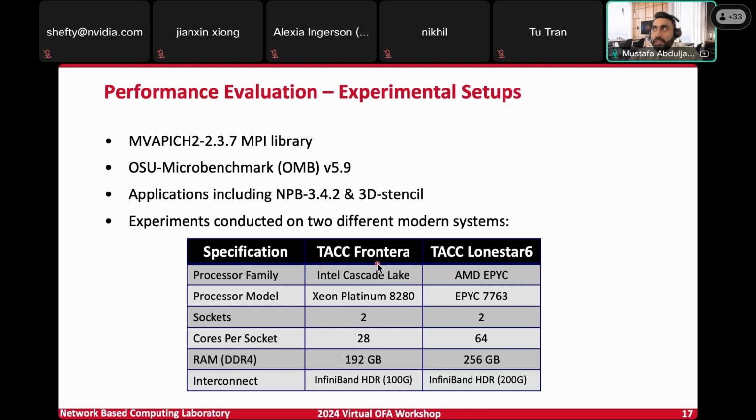The first system is the TACC Frontera system at the Texas Advanced Computing Center and the Lonestar 6. Frontera features Intel Cascade Lake nodes, whereas the Lonestar system features AMD EPYC nodes. And we're looking at 56 cores per node in the case of Frontera, and 128 cores per node looking at Lonestar 6, and both of them communicate over IB network on 100 gig and 200 gig network respectively.